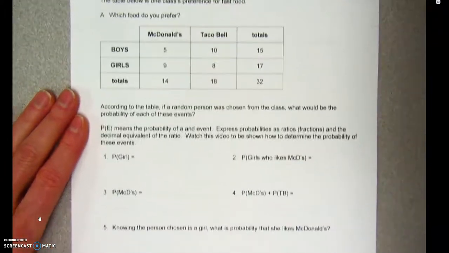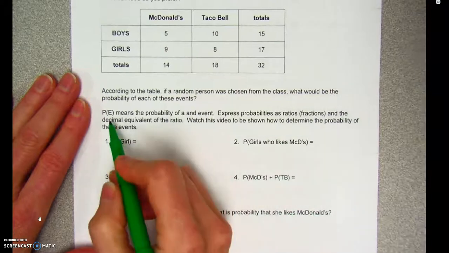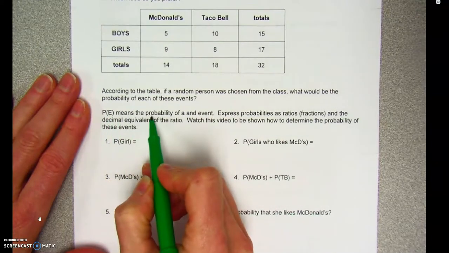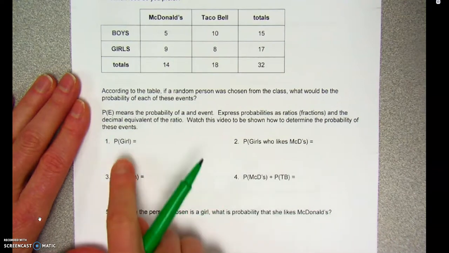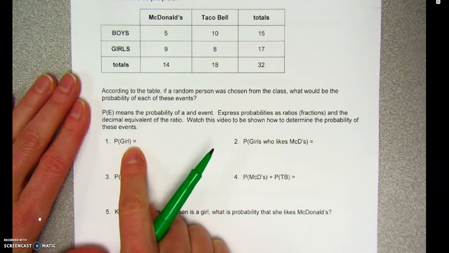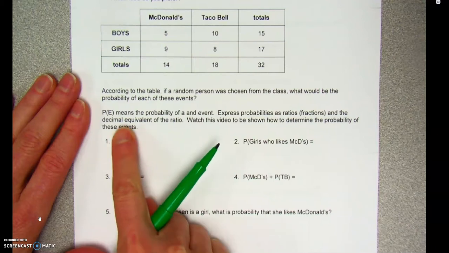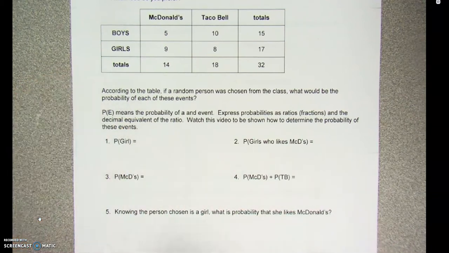When you see a P with something in parentheses, it means the probability of whatever event is in the parentheses. We're going to express these probabilities as ratios or fractions, and we're going to find the decimal equivalent of that ratio.